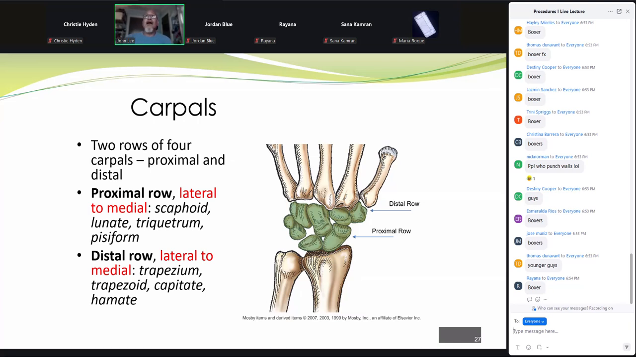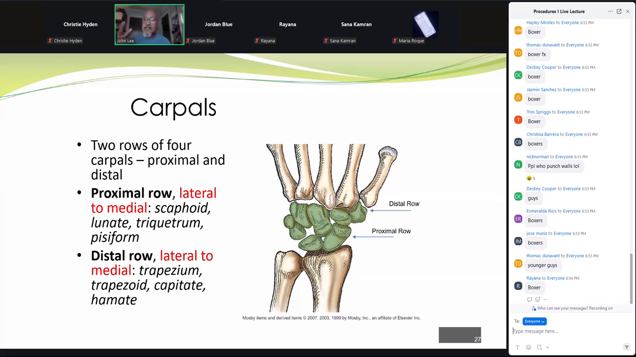So starting on that lateral aspect, you'll have scaphoid, lunate, triquetrum, and pisiform proximally. Distally, you'll have the trapezium underneath the thumb. Next to it, the trapezoid, the capitate, and the hamate.